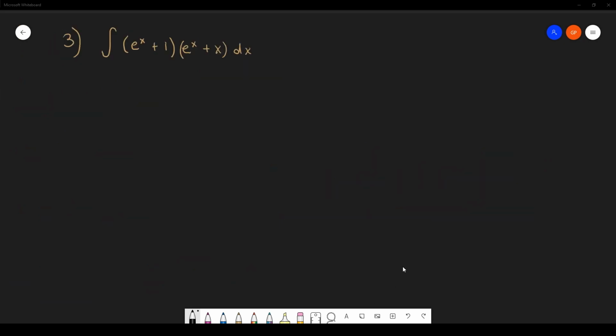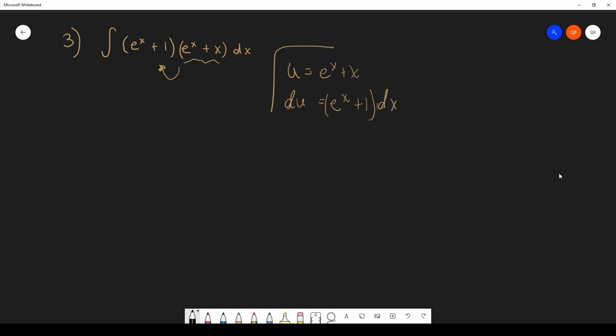The third and final problem is relatively easy. So we have (e to the x plus 1) times (e to the x plus x). Immediately we realize that the derivative of this is present and it's right here. So we're going to make our u equal to e to the x plus x, and du is going to be equal to (e to the x plus 1) dx. Okay, so we can rewrite this integral as the integral of u du.